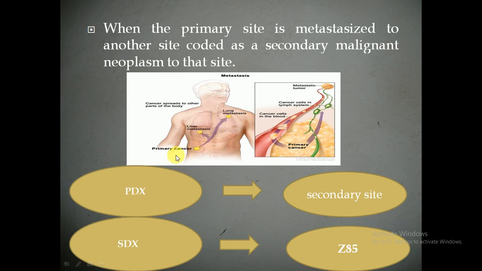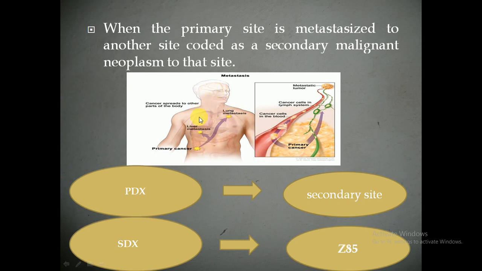And this has been removed. This colon cancer is removed and the treatment is to the liver and the lungs. In those conditions we have to give the principal diagnosis as the secondary site, and the excised primary site we have to give as a personal history, that is the Z85 series.